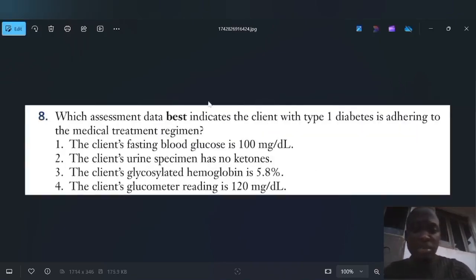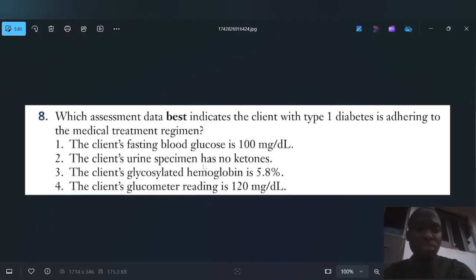Number 8, which assessment database indicates the client with type 1 diabetes is adhering to the medical treatment regimen? Number 1, the client's fasting blood glucose is 100 milligrams per deciliter. Number 2, the client's urine specimen has no ketones. Number 3, the client's glycosylated hemoglobin is 5.8%. Number 4, the client's glucometer reading is 120 milligrams per deciliter. So what shows that the client is compliant to the medical regimen? What test is the HCP going to determine?